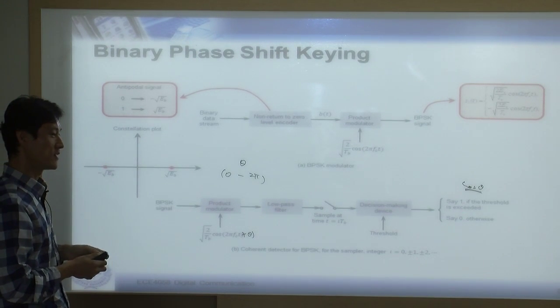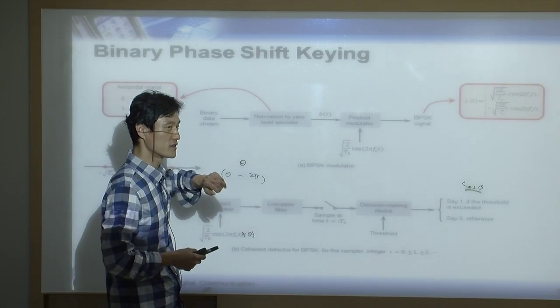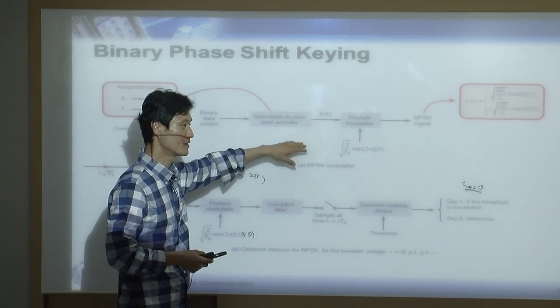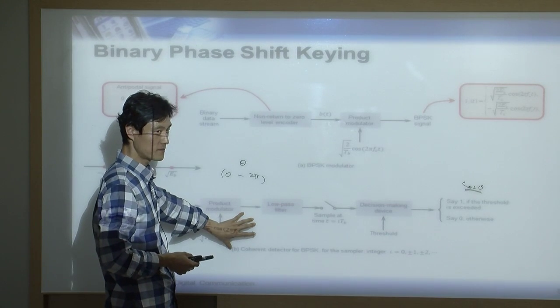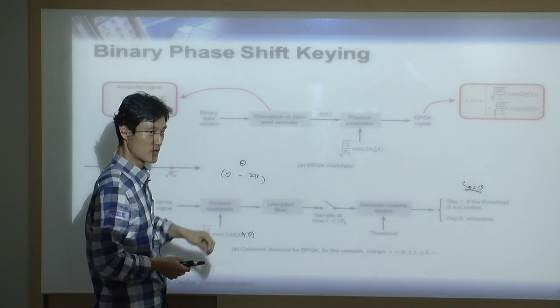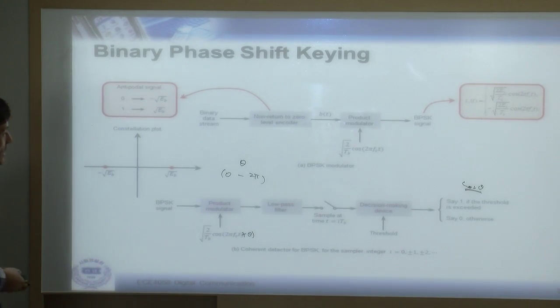Now the question is, that means this is not coherent, right? Because the phase is different. This one has a phase 0, but this one has a phase theta, which is random. This is not coherent. Now, how do you make these systems coherent? That's the question, right?